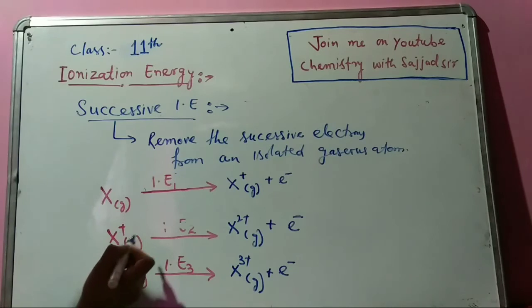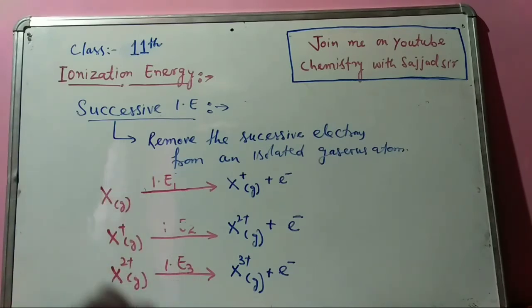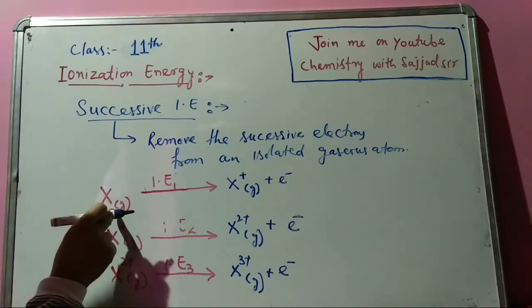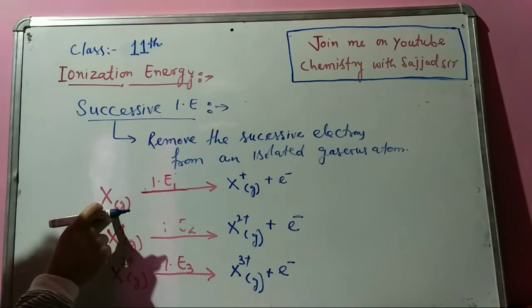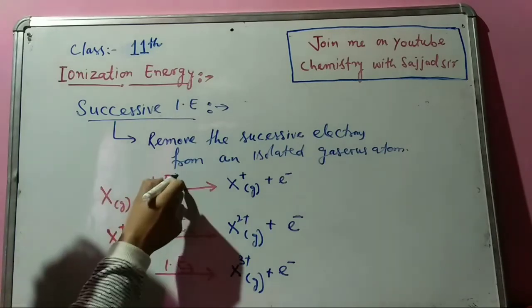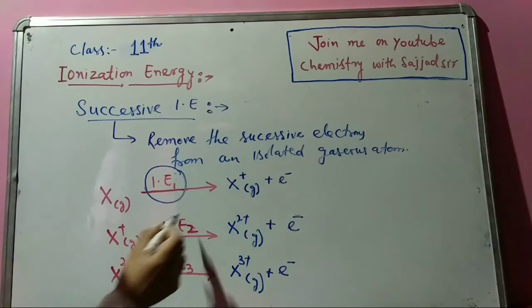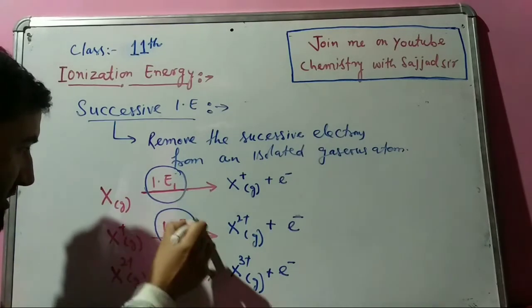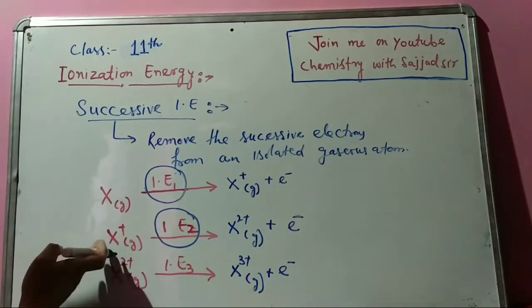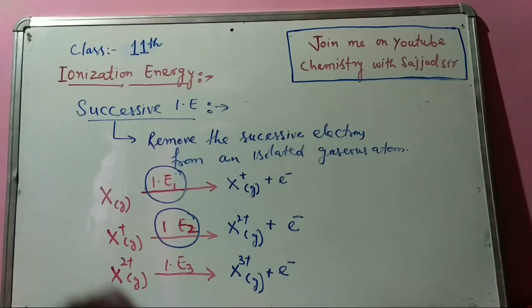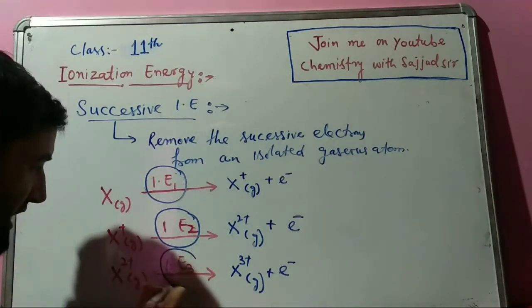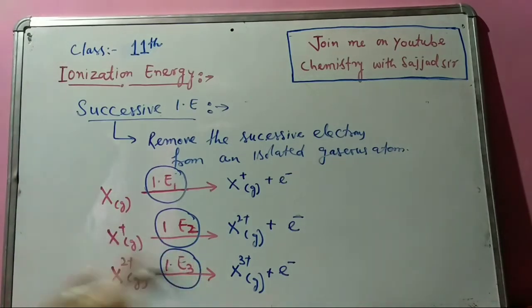So we can say that the ionization energy which is required to remove the electron from the isolated gaseous atom that was neutral is known as first ionization energy, and the ionization energy which is required to remove an electron from the unipositive cation is known as second ionization energy, and the ionization energy which is required to remove the electron from the dipositive ion is known as the ionization energy third, that is IE3.